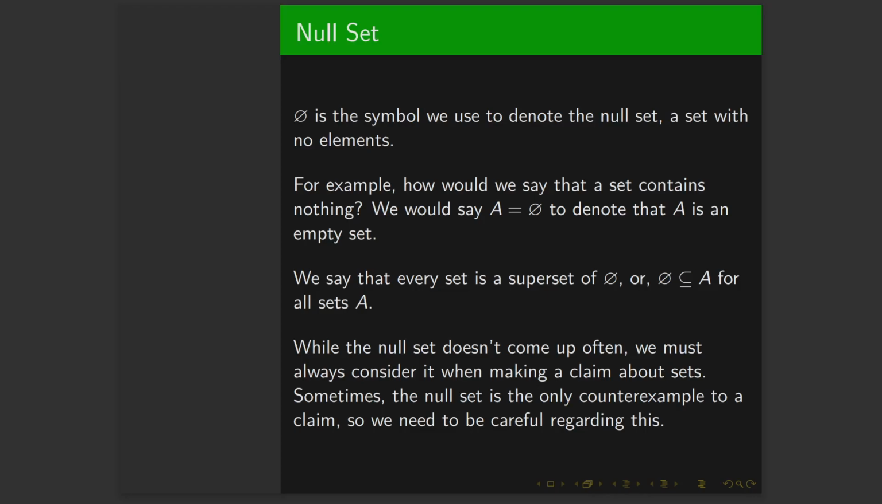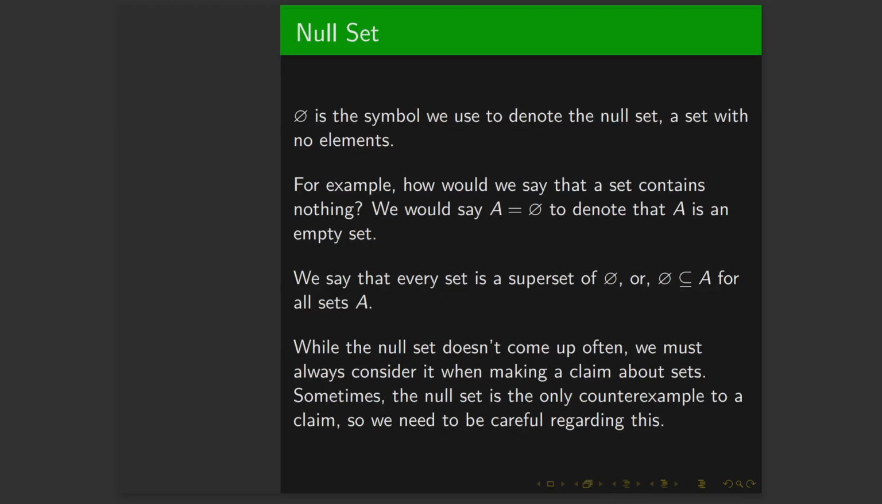Think about it. If a set doesn't have any elements, how are we going to show that every element in there is also in another set? We can't. So it's true just because there's no way to disprove it. And this is called vacuously true. This doesn't really come up often, both the word vacuous and the null set, but it's always something we need to consider when we're making a claim about sets, because sometimes the only counterexample we can come up with is the null set. So that's why it's something to be careful of.